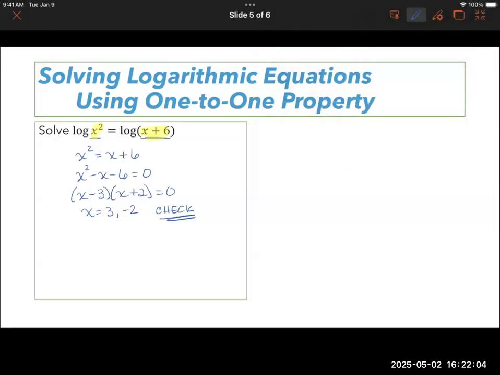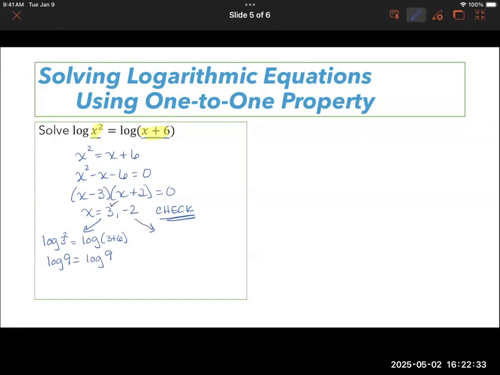So if I'm going to check these, for x equals 3, I'd be looking at the log of 3 squared being equal to the log of 3 plus 6. This is going to be the log of 9, so that's positive, that's okay. This is also going to be the log of 9, so that's positive, that's okay. And so 3 checks out.